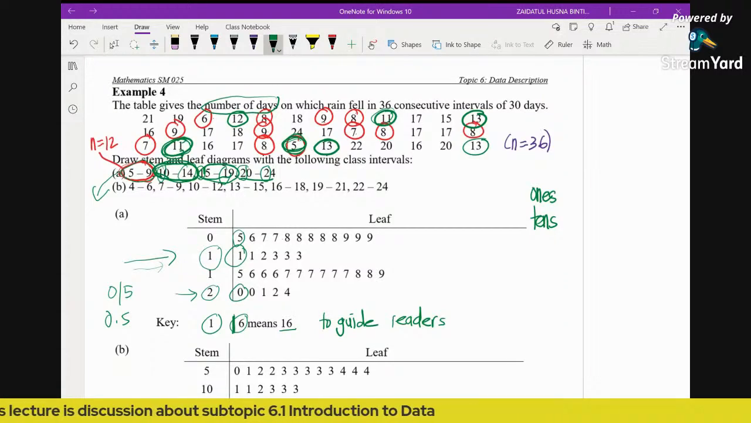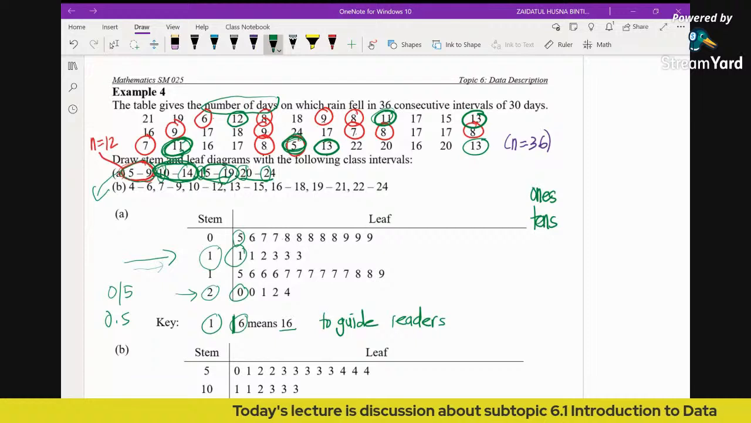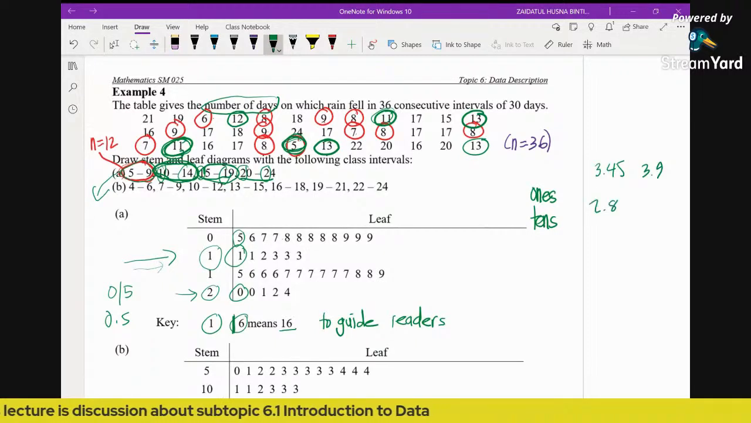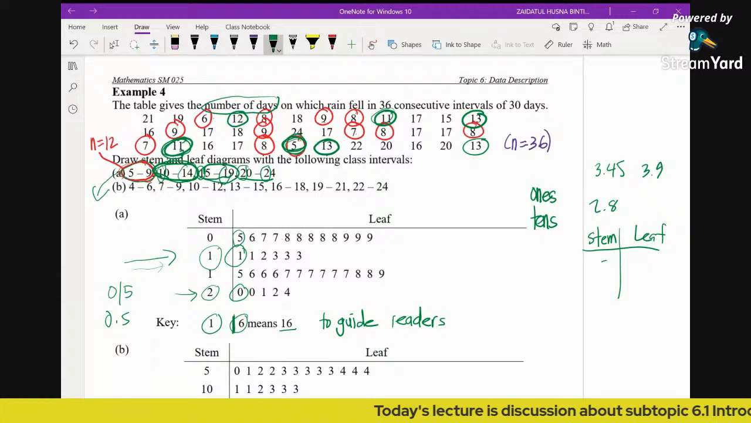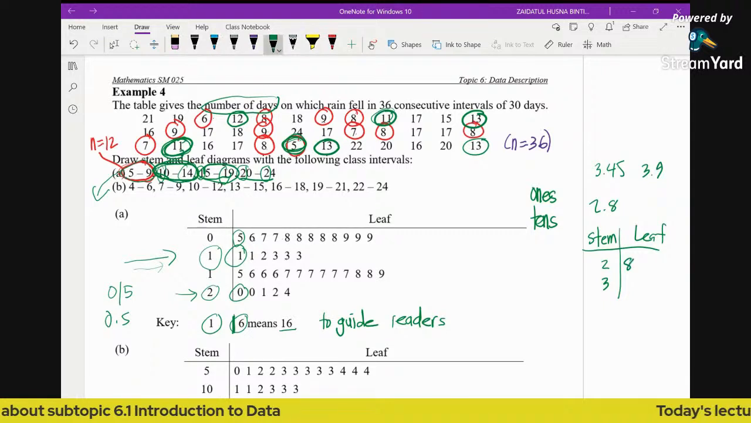For example, if your data is given in intervals, say we are talking about pointer of students, the raw data are 3.45, then 3.9, and then 2.8, and so on. Your stem may be given as this. You just put 2 here and 3 here. The lowest data is 2.8, so we put 2.8 here, and then for 3, we put 4.5, and then we put 9.